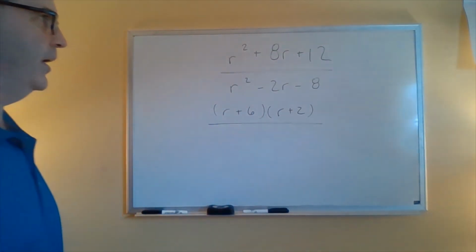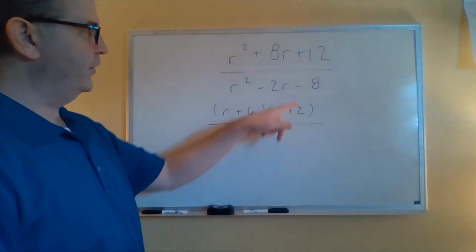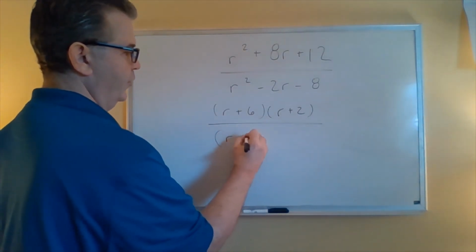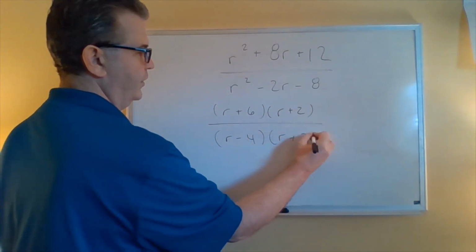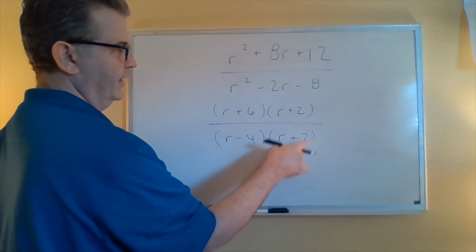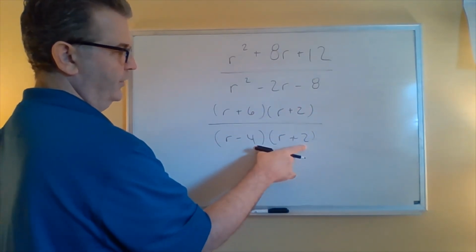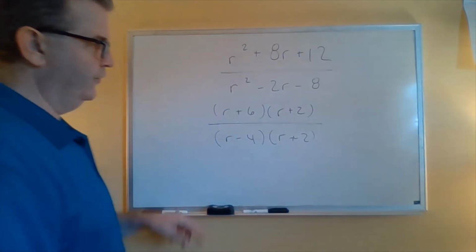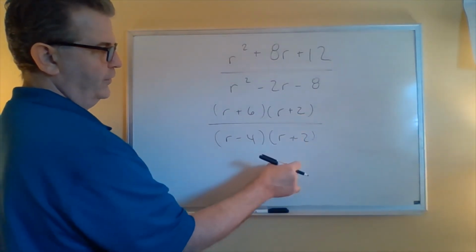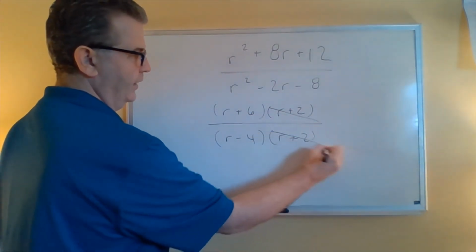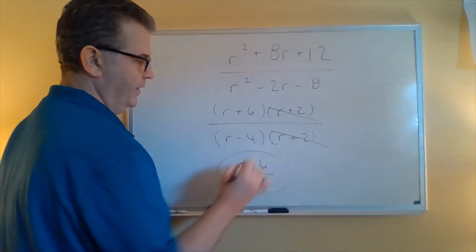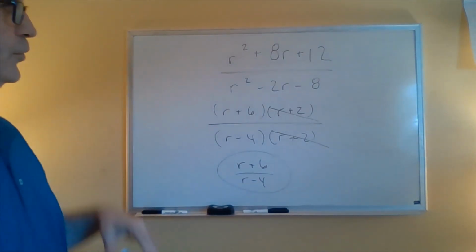Now let's factor the denominator. We need two numbers that when multiplied together give us negative 8, and when added together give us negative 2. That would be r minus 4 and r plus 2. Negative 4 and positive 2, when multiplied together, give us negative 8, and negative 4 plus a positive 2 gives us negative 2. So that's our factored denominator. Now we have r plus 2 on the top, r plus 2 on the bottom, those cancel out, and we would be left with r plus 6 over r minus 4, and that is the simplified version of our original rational expression.